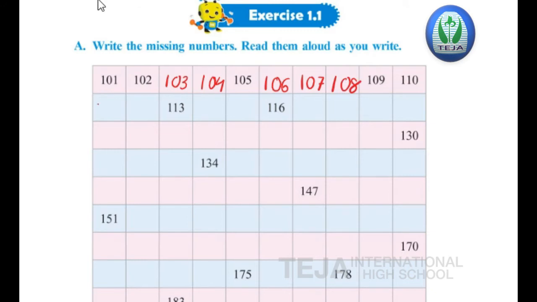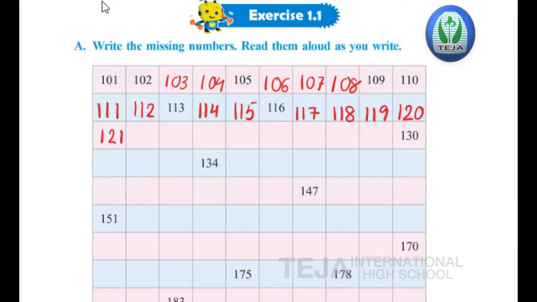Next number is 111. 112. 113, 114, 115, 116, 117, 118, 119, 120.